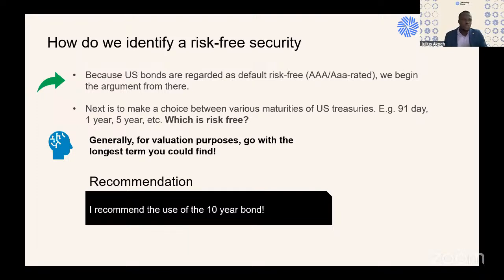Now, the US government issues a wide range of treasury instruments. So which one is default risk free? As I said, next is to make the choice between various maturities of US treasuries. We have the 91-day, the 1 year, the 5 year, 10 years, 20 years, 30 years. So which is risk free? Which one are we picking as a risk-free rate?